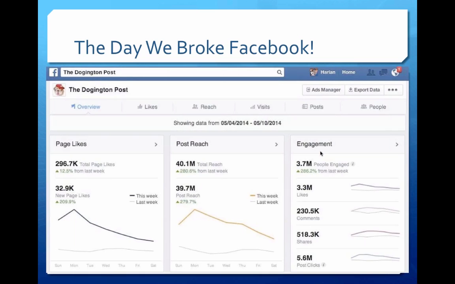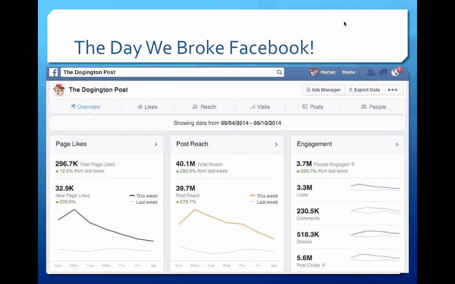Now I want to start with one of my favorite pictures. It's the picture of the day we broke Facebook. It was done on our page, the Dogington Post. As you can see, it was done in early May, and up at the top, we knew that Facebook couldn't tolerate us getting this kind of reach anymore. This reach of 40 million people in a week. And if you look on the bottom right, 5.6 million people were clicking our posts.